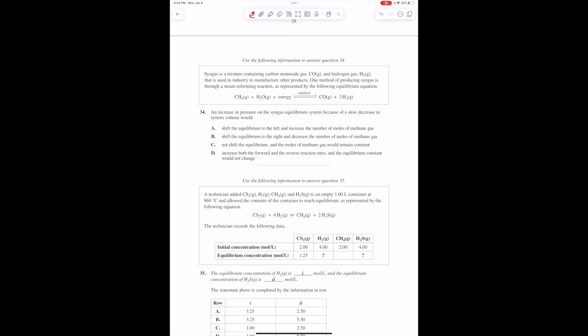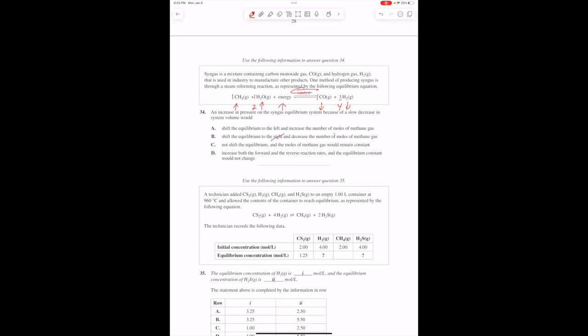Okay, so if I increase the pressure, it favors the side with the fewest number of moles. Here I have 1 and 1, so that's 2. 1 and 3, that's 4. If you increase pressure, it favors the side with the fewest moles. It's going to go this way, up, up, up, down, down. Shift the equilibrium to the left and increase.